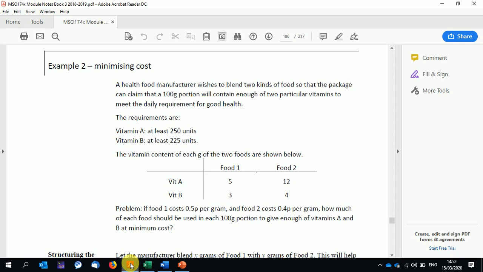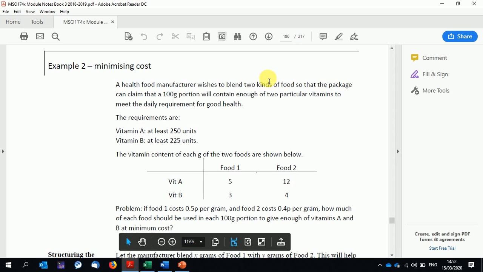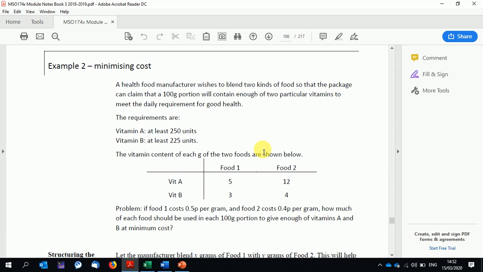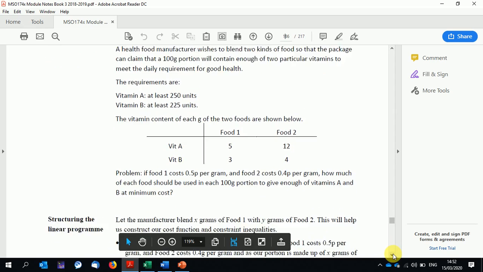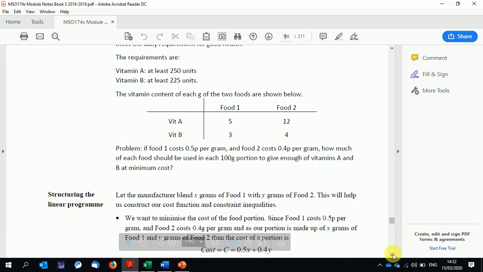On the PowerPoint slides, we do not have any examples on minimizing costs, but on page 186, we do have one. So the procedure is the same. I'll let you read the question here, and we'll figure out how to do it. I'm only going to use, let's say, two methods, the gradient method and the graph method, to explain the answer. Well, I think all three methods are covered here. Anyway, it won't take a long time.